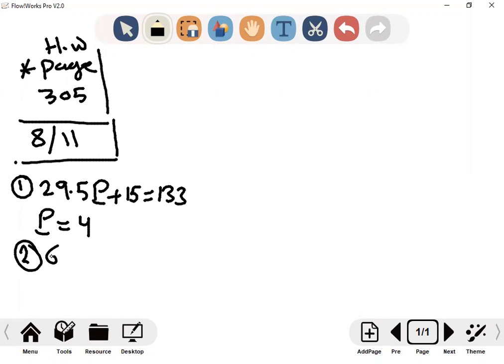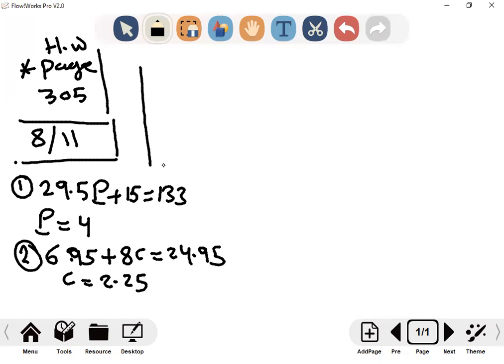Question 2, the equation is 6.95 + 8c = 24.95, and c, after you solve it, will be 2.25. Okay, this is question 1.